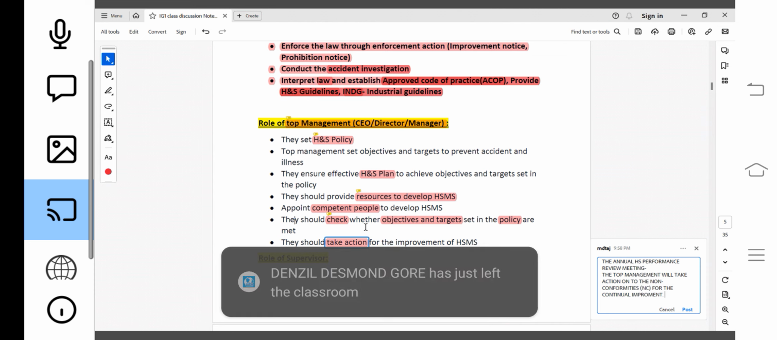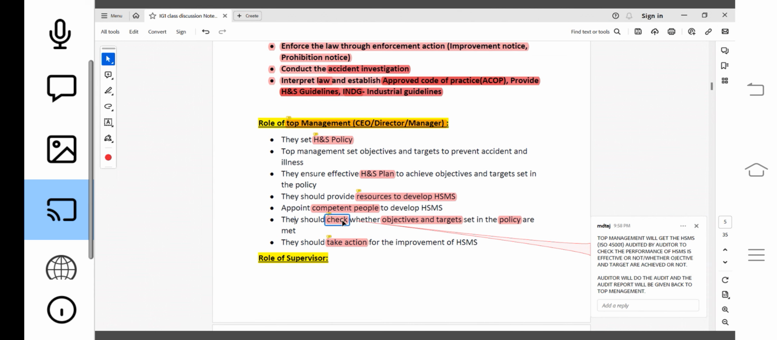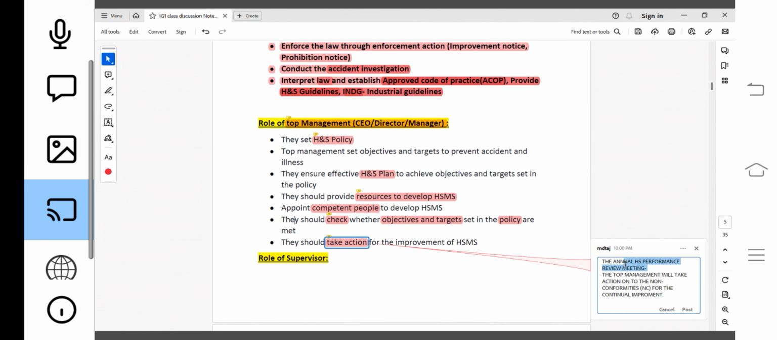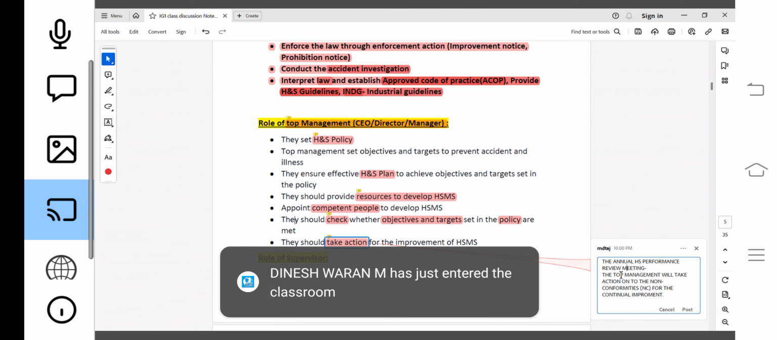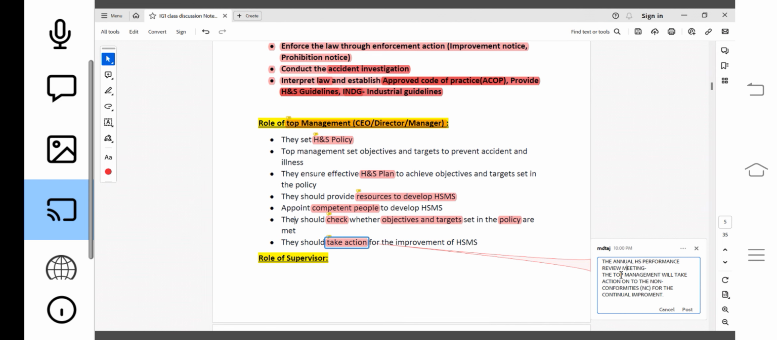So here, after getting the system checked by the auditor, the auditor will give the audit report to the top management. Then the top management will conduct an annual health and safety performance review meeting. In the review meeting, they will check whether they achieved the objective and target or not, because the audit report will say whether they achieved zero accident, zero ill health or not. Or is there any kind of gaps? Is there any kind of mistakes? Those mistakes and gaps will be written into the audit report as an NC, non-conformity, non-compliance.